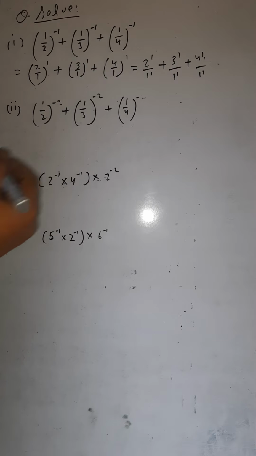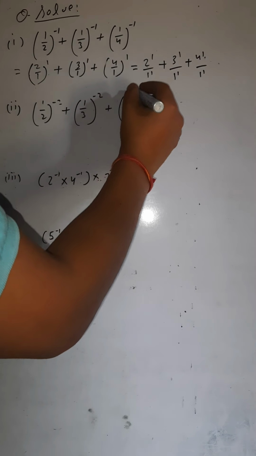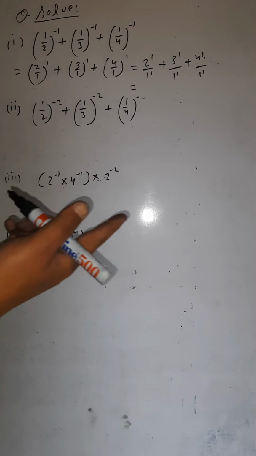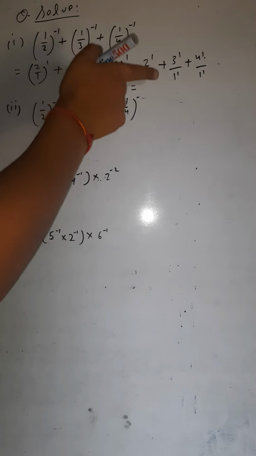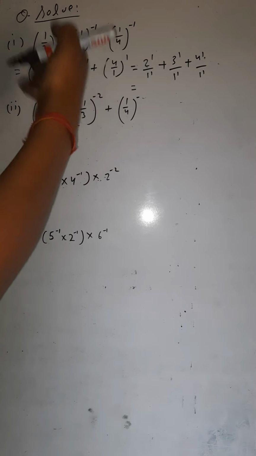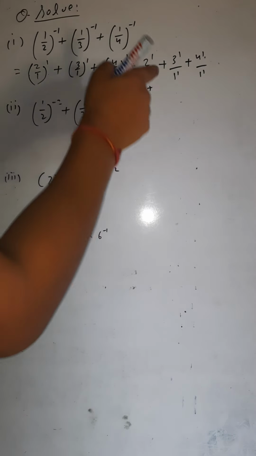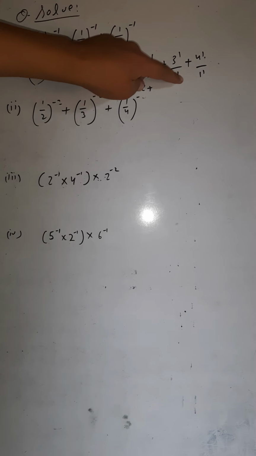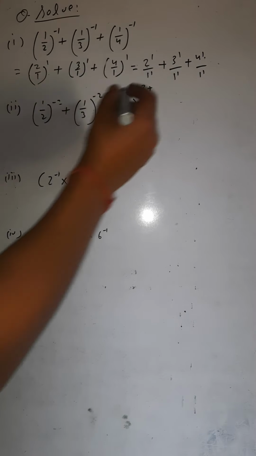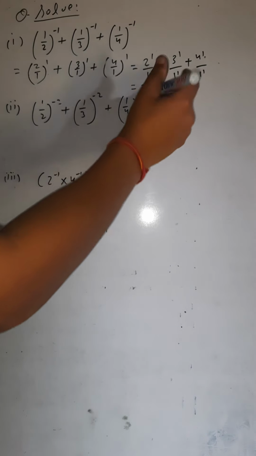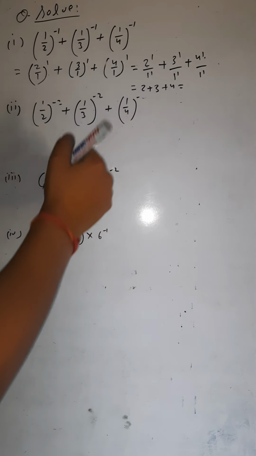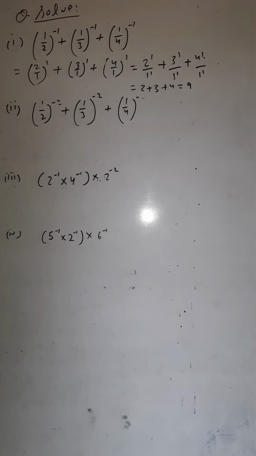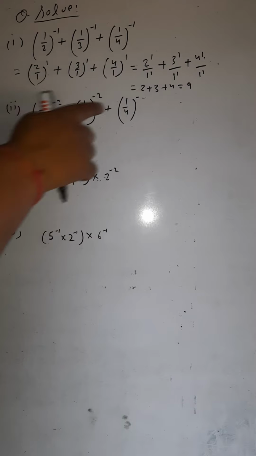You can solve it. I can solve it here. Now 2^1 means 2, and divided by 1^1 means 1. So 2 by 1 means 2. Similarly, 3^1 means 3 and 1^1 means 1, so 3 by 1 is 3. Similarly, 4 by 1 is 4. So you can write the answer: 3 plus 2 is 5, 5 plus 4 is 9. So 9 is the answer here. Are you getting this? Very good.